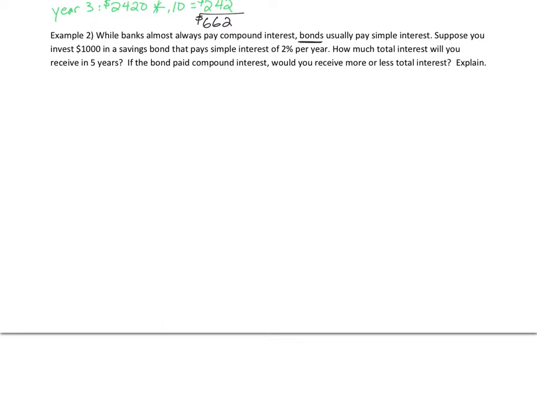Explain. All right, so let's use that formula that we had above for the simple interest. The total interest, remember, equals P times R times T. So since you are investing $1,000, that would be your P, you would multiply that by the 2% interest rate times the number of years. So the rate is 0.02, the number of years is 5. And when you multiply all these things together, you get 100.